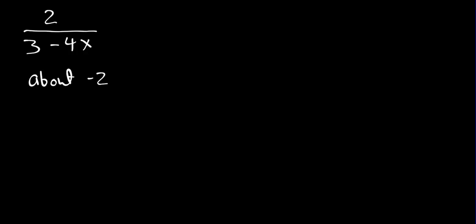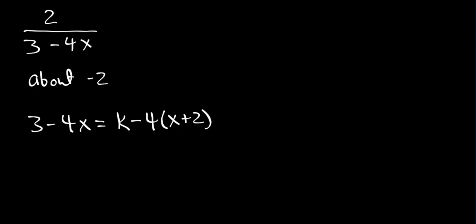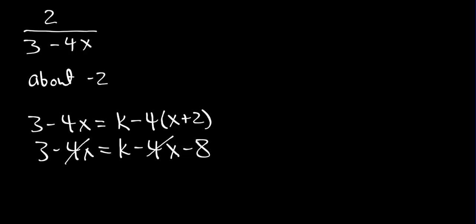So let's look at another example. Let's suppose we have 2 over 3 minus, let's say, 4x, and we want to expand this about, let's say, -2. So here we go. I've got 3 minus 4x equals k minus 4 times (x plus 2). Notice it's plus 2 because it's x minus whatever you're expanding about. So let's see here. If I solve this, I get 3 minus 4x equals k minus 4x minus 8. And once again, these cancel out, and I'm left with k equal to 11.